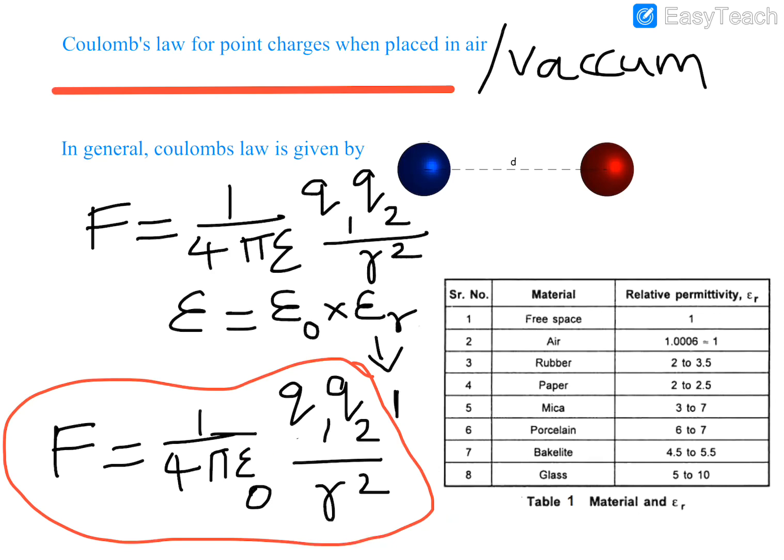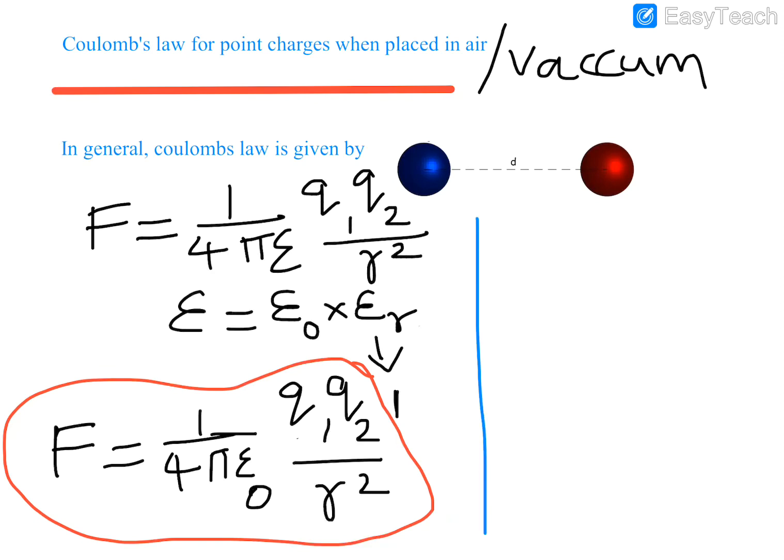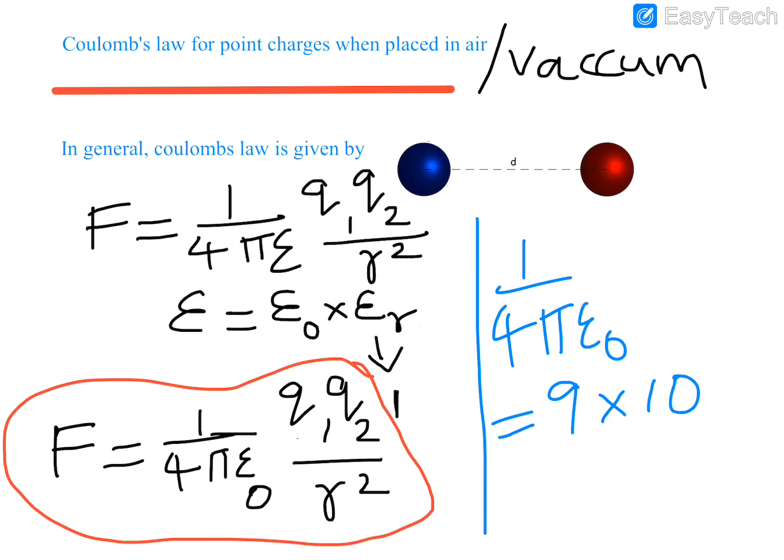Okay, and this epsilon 0 value I already gave, 8.85 into 10 raised to minus 12, and 1 by 4 pi is a constant. So if you multiply 1 by 4 pi and the value of epsilon 0, you will get another constant, and that value is 9 into 10 raised to 9 Newton meter square divided by Coulomb square.